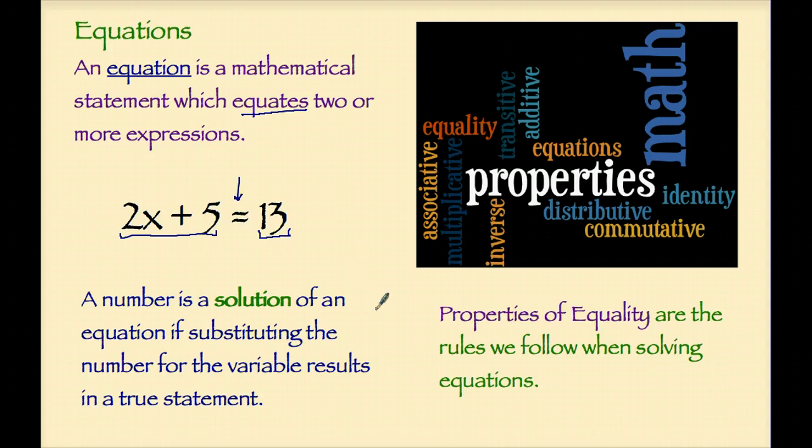A number is a solution of an equation if substituting the number for the variable results in a true statement. So for this equation, x equals 5 is not a solution, because when I substitute 5 in for the variable, 2 times 5 is 10, plus 5, 15, equals 13. That is not a true statement. So substituting the variable for 5 gave us an untrue statement. Therefore, x equals 5 is not a solution.